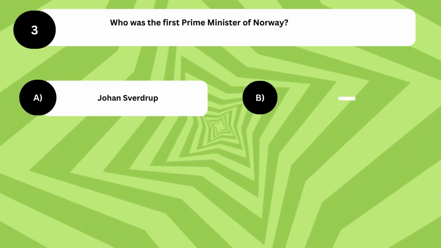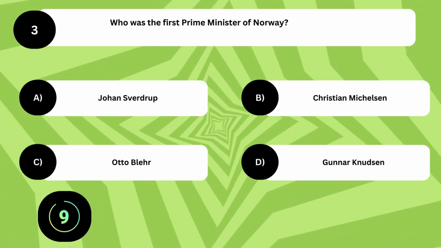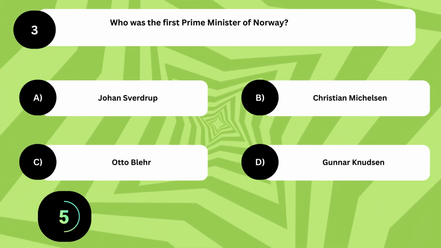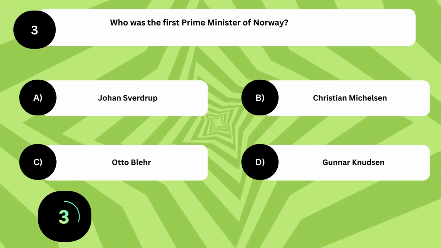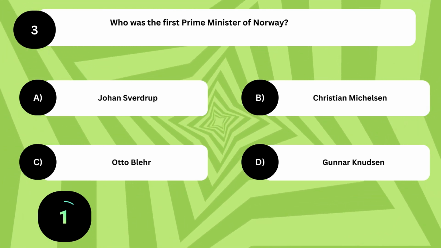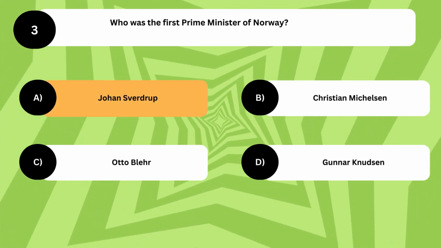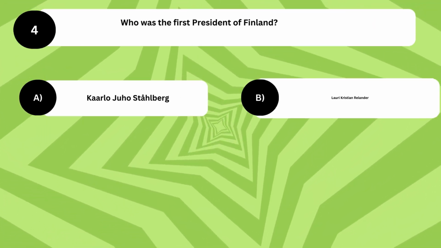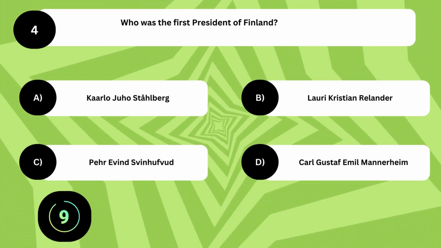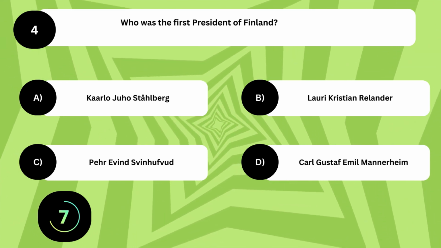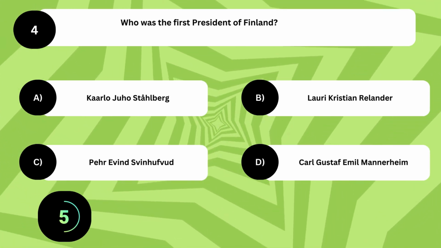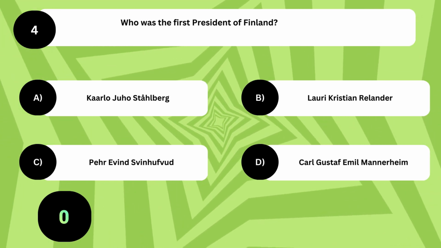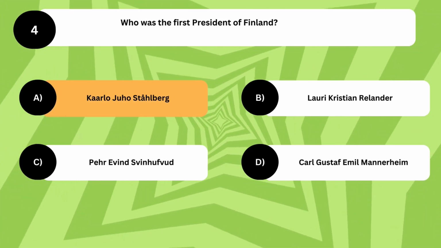Who was the first Prime Minister of Norway? The answer is A. Johan Sverdrup. Who was the first President of Finland? The answer is A. Carlo Juho Stolberg.